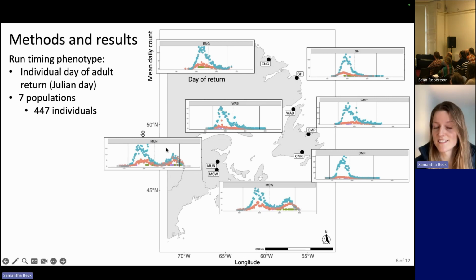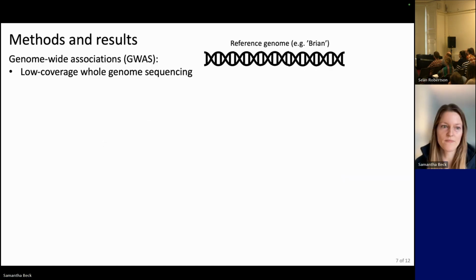So it's interesting that this area only has this bimodal run timing pattern, but for our association analysis, we include age at maturity and sex as a covariate to try and account for those differences that occur due to differences in sex and age at maturity. So then we go on to our methodology on looking at how we looked at these associations.